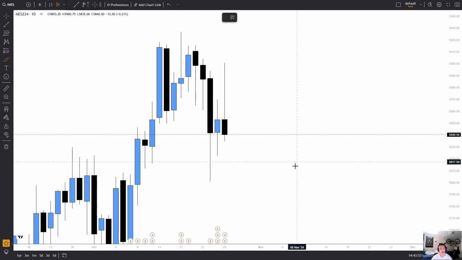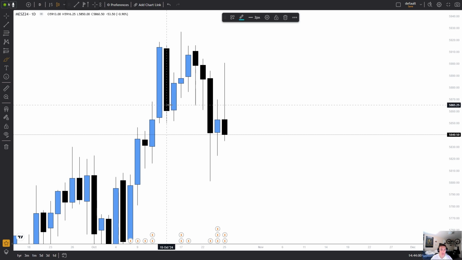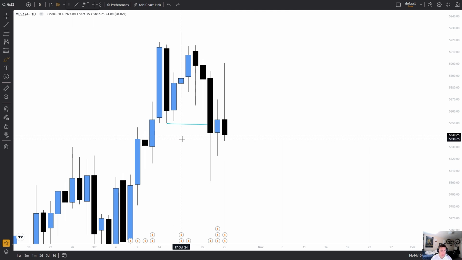Pause the video. Look for the break of structure to the downside in this example. It's this right here. We have a high, then a low, then a high. The lower wick out of those two is going to be our break of structure. What did we get two days ago? We got a break of structure to the downside.